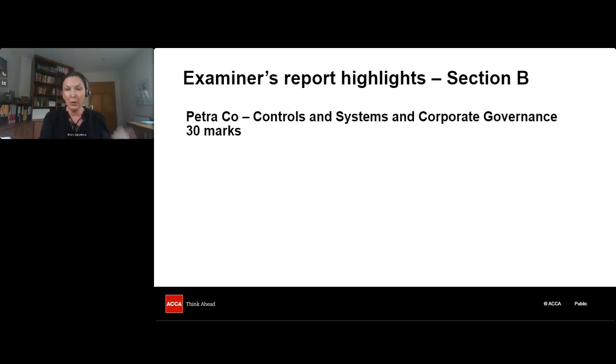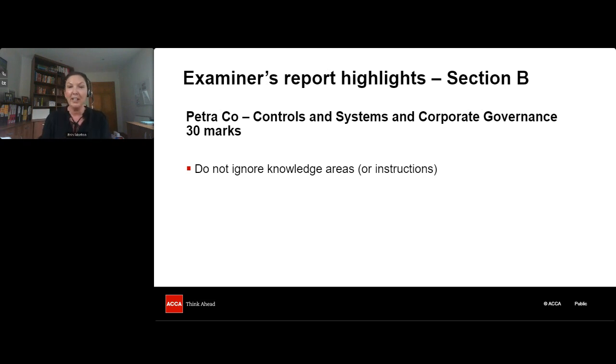So one of the questions in section B was called Petra. It was the 30-mark question, and it was relating to controls and systems, and it also had some corporate governance in it as well. Now, the main takeaways from the examining team from this report was not to ignore the knowledge areas. So there tends to be a lot of practice because deficiencies might come up and direct controls might come up. And there's a lot of practice on picking things from the scenario and then practicing how to answer and expand on that in your answer.